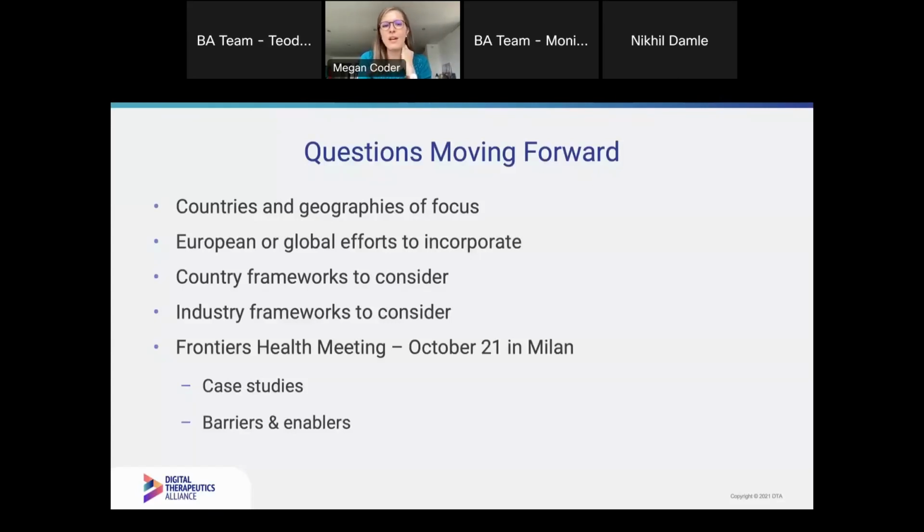And then the Frontiers Health meeting listed here, we'll be hosting a meeting for anyone who may be attending that meeting. We would love for you to come and join our session. We're trying to bring together the coalition members and industry leaders to talk about case studies, barriers, enablers, and really look at what the framing is here.